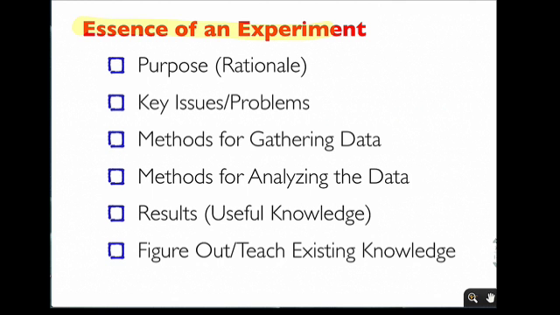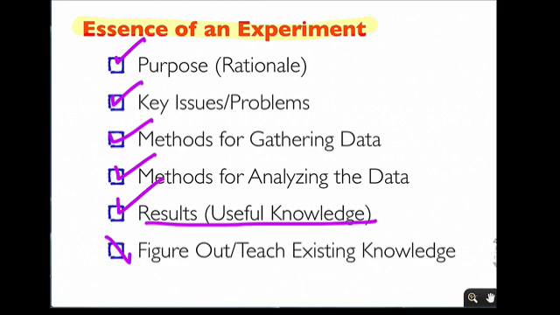So the essence of an experiment, they have a purpose. Understand drag on a cyclist so we can reduce it. Key issues. What's the best way to do the computational fluid dynamics or the numerical method? Methods for gathering data. We're going to use wind tunnel, measure drag. We're going to measure pressure at various locations. Methods for analyzing the data. We're going to compare the experimental data with numerical predictions and see how close they come and make some inferences about how to do numerical modeling. Then they present some very useful results.